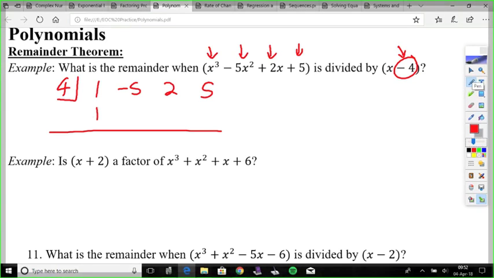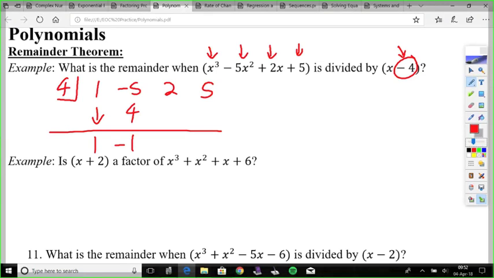So the 1, you just bring it down, it doesn't ever change. Everything that goes below this line, you're going to multiply with that a value, which is 4. So 1 times 4 is 4. And that answer is going to go in the next spot over. Okay. Now we're going to add these, negative 5 and 4, to get the next value below the line. So negative 5 plus 4 would be negative 1.